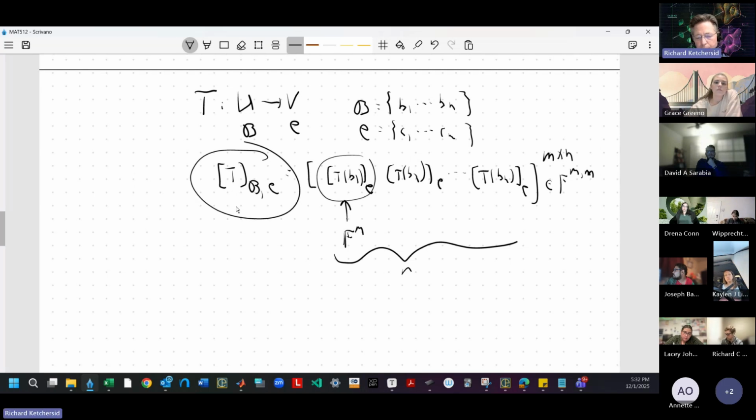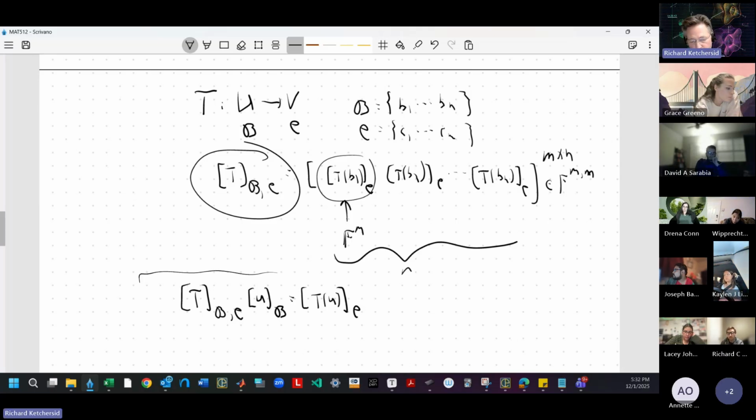Okay. Now the theorem in the book, the important thing about this, and let me just write this down, is that when we take the matrix of T with respect to B and C, and we apply matrix multiplication to an element in U written out with respect to basis B, because we're going from U to V, then the result of this is T of u written out with respect to the basis C. Right, so this is sort of the main equation that's important about these matrices.